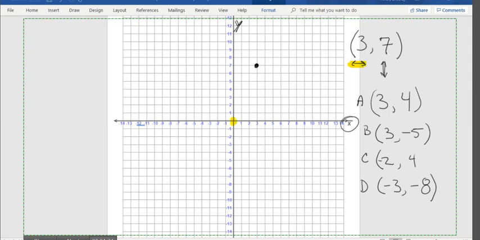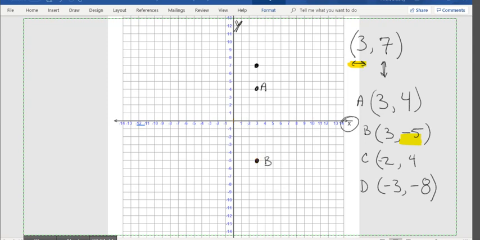We're going to go over 1, 2, 3, then positive 4. 1, 2, 3, 4. So I know point A is right there. Okay, let's look at B. Where would I put point B? Well, the first number, 3, shows that I'm going to go positive 3. 1, 2, 3. Then the second number, negative 5 here, says I'm going to go negative 5. So 1, 2, 3, 4, negative 5, which means point B is right there.